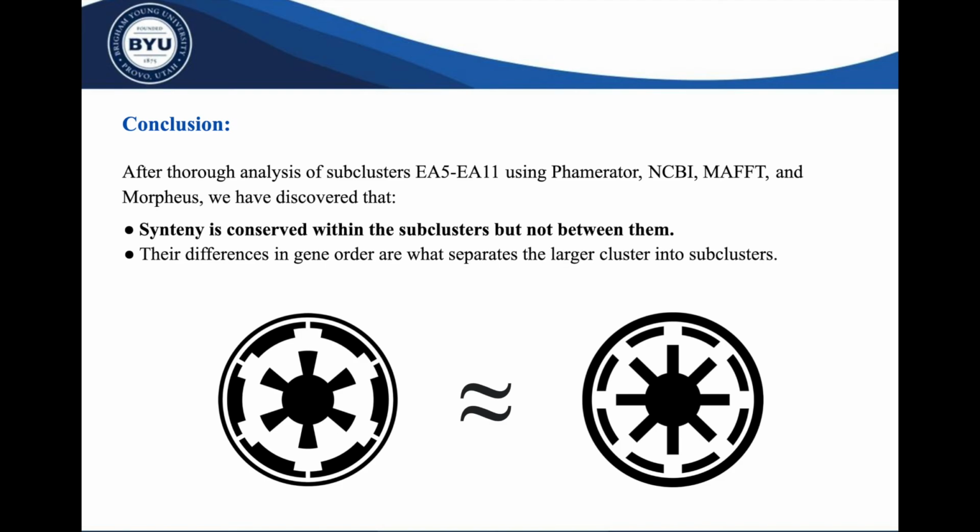After thorough analysis of subclusters EA5 through EA11, we have discovered that synteny is conserved within the subclusters, but not between them. This is due to the presence or absence of different hypothetical and functional proteins between the subclusters. Therefore, these EA clusters are formed according to their similarities in gene order.